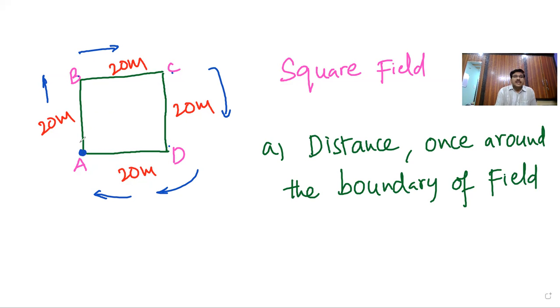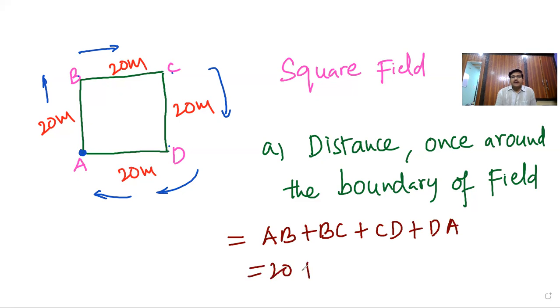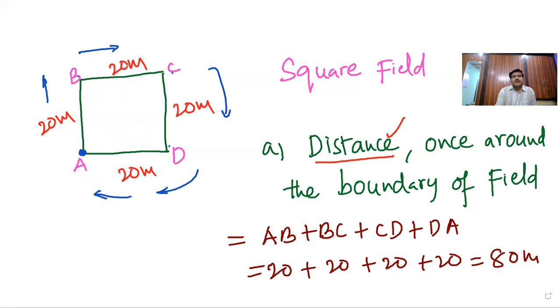Now, this is the path length A to B, B to C, C to D, D to A. That means total distance is AB plus BC plus CD plus DA. So completely 20 plus 20 plus 20 plus 20, all are 20. So 80 meters. Distance traveled, the complete path length once, is 80 meters.